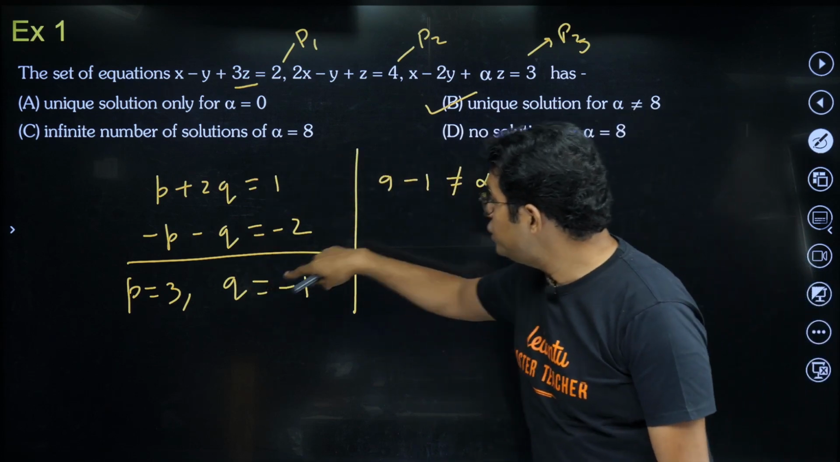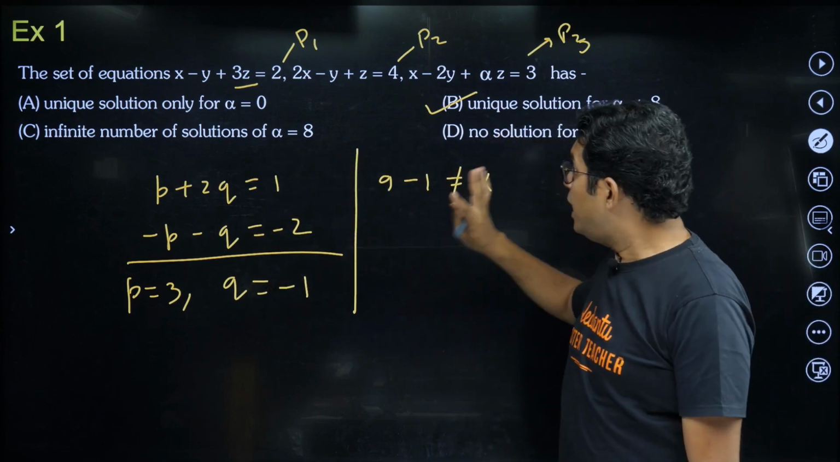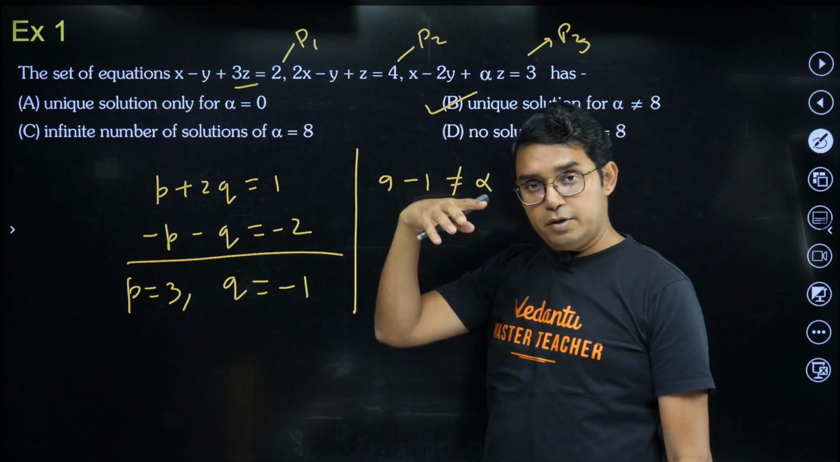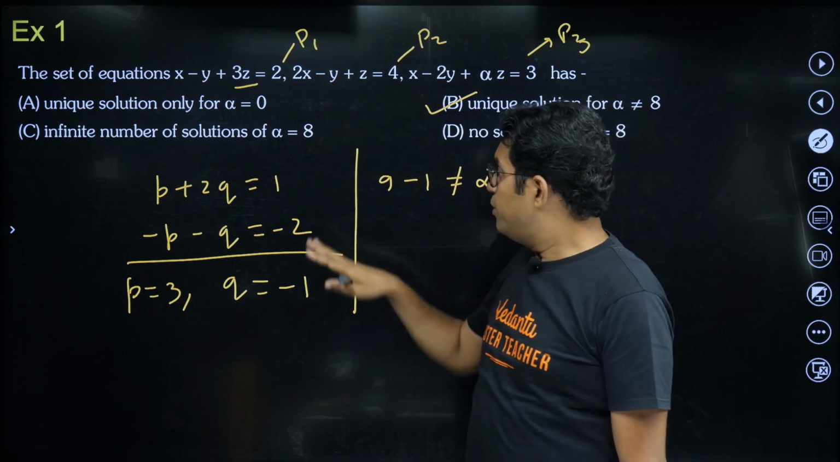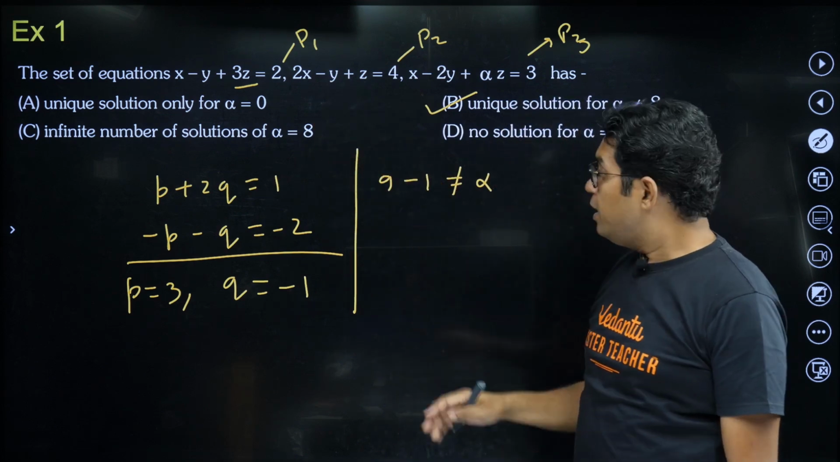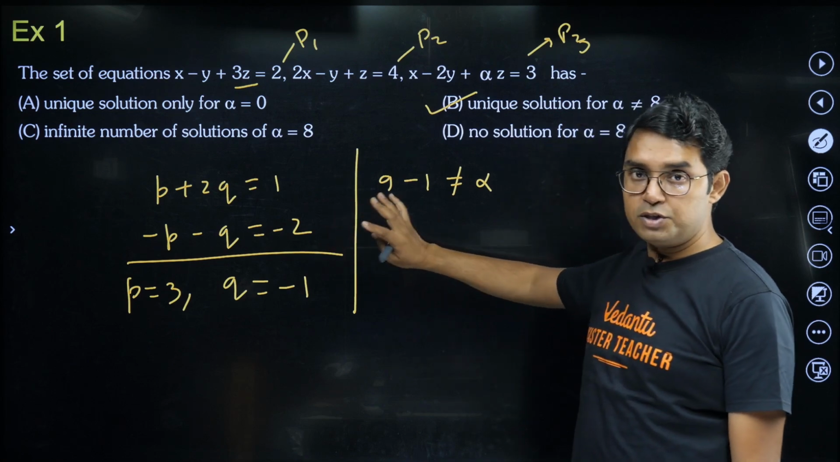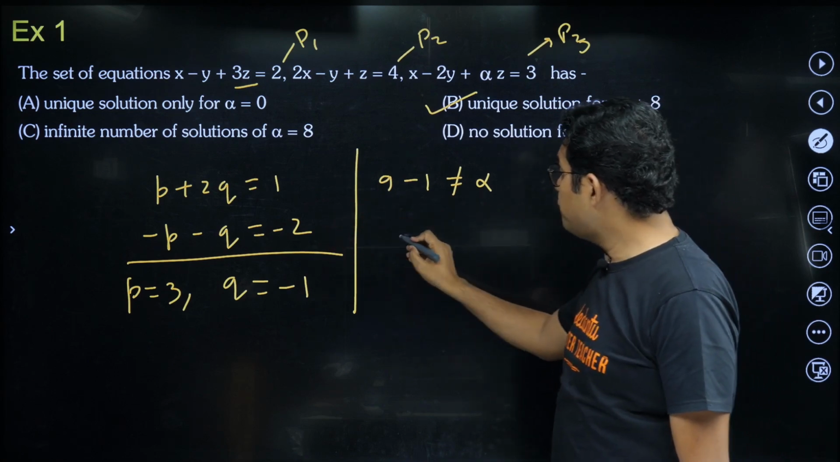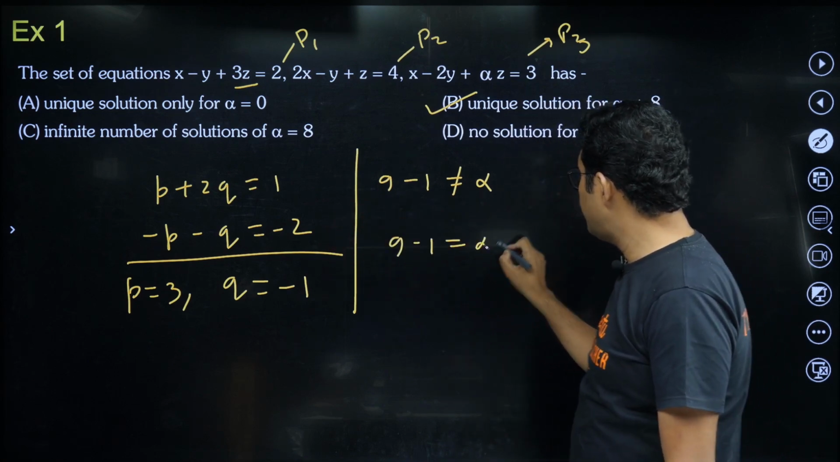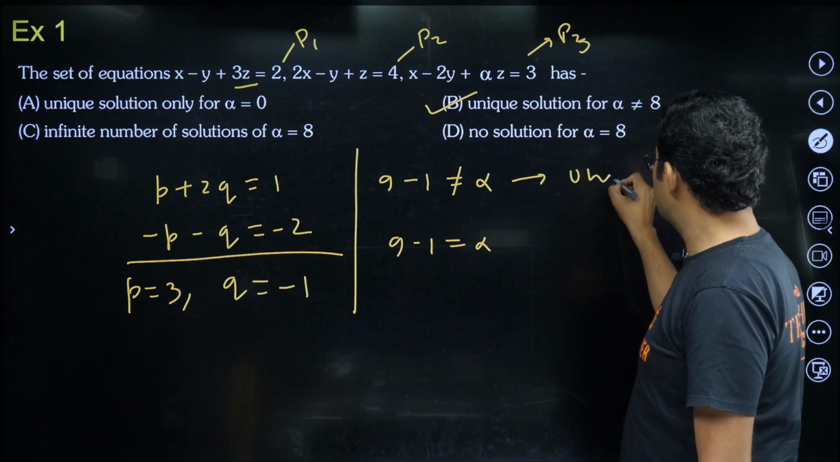You can see this unique solution thing, we have done it. Otherwise, you will do it by making a determinant D. One determinant will be required, but still that will be a bigger calculation. This you can see. Now, if 9 minus 1 is not equal to alpha, that is the case when a unique solution will be there.